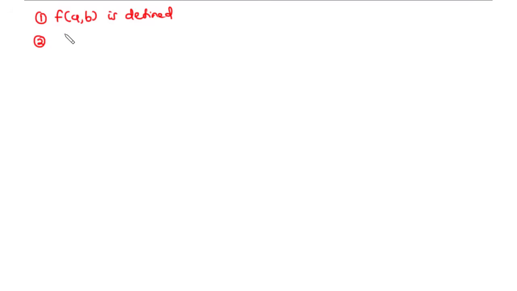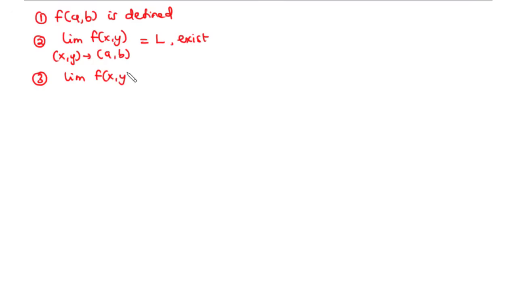2. If the limit of the function f of xy as xy approaches the point AB exists. And then 3. If the limit of this same function f of xy as xy approaches the point AB is equal to the value of the function at the point AB. So if all these three conditions are satisfied, then it means that the function is continuous.